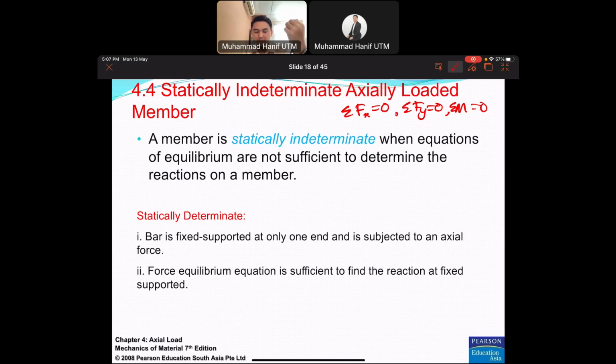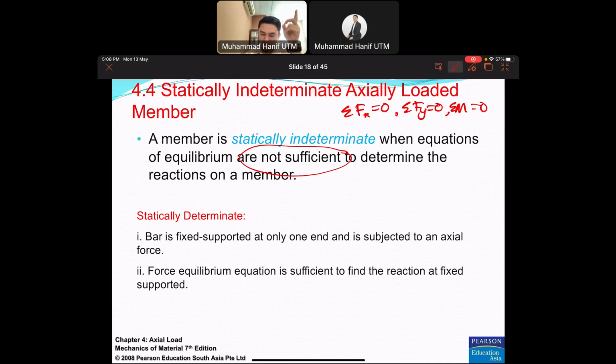A member is statically indeterminate when the equations of equilibrium are not sufficient. As I mentioned to you, if you have 2 unknowns, but using the equations of equilibrium you only have 1 equation, this is not sufficient to solve the problem. So you have to have 2. And the second one, you should introduce by yourself.